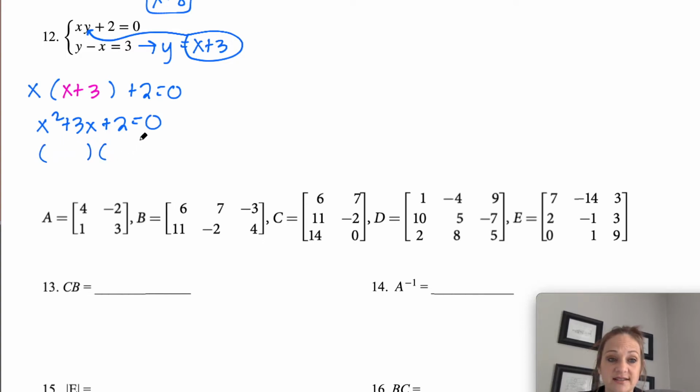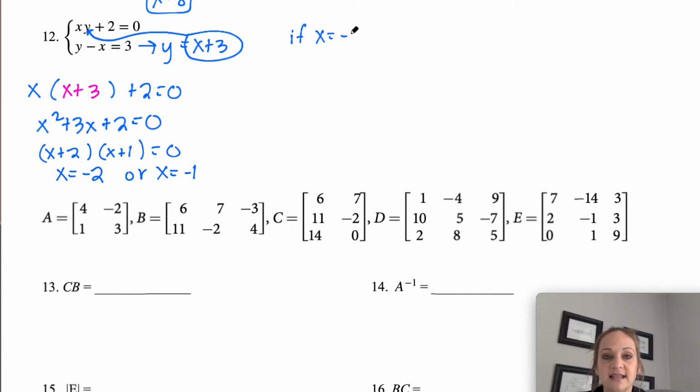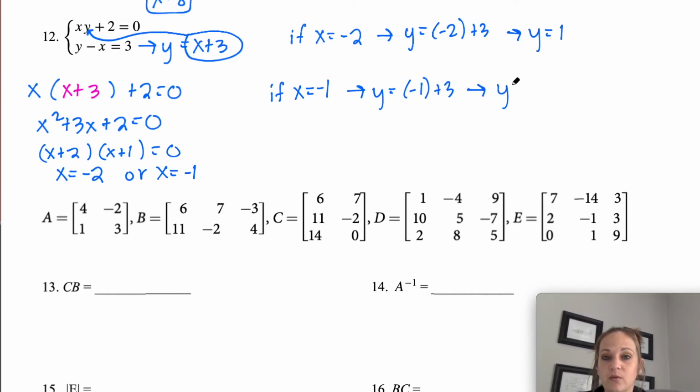This factors into x plus 2, x plus 1, and then to solve it, x would equal negative 2, or x would equal negative 1. Now I need to plug it back in. If x is negative 2, then I'm going to plug it back into here. I'll get y equals negative 2 plus 3, so therefore y would equal 1. If x is negative 1, then I would get negative 1 plus 3, which would give me y equals 2.